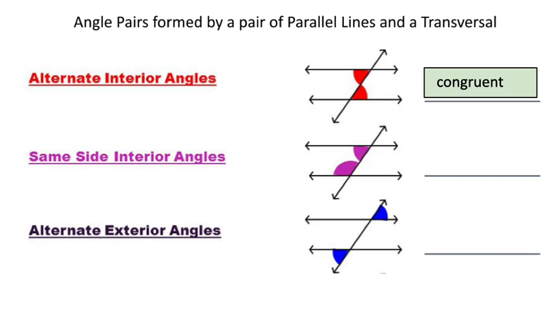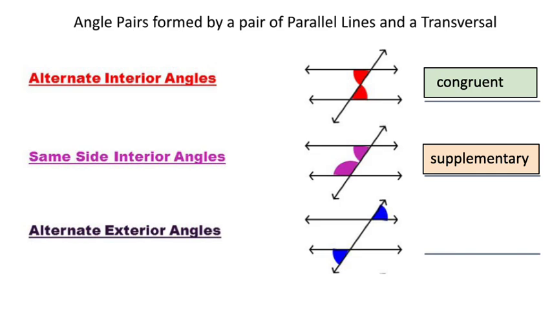Same side interior angles, on the other hand, are inside the parallel lines but on the same side of the transversal. You'll notice there is an acute and an obtuse angle. They are not congruent. These angles are supplementary. They add together to equal 180 degrees.